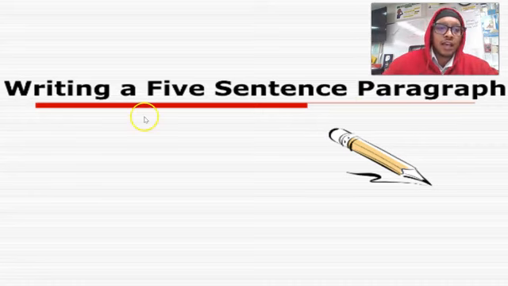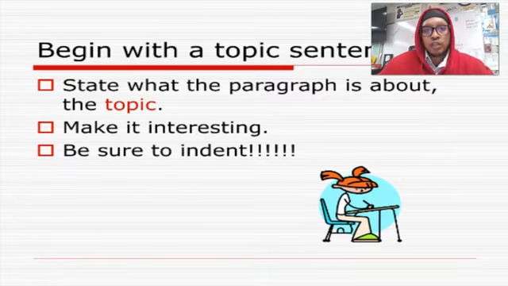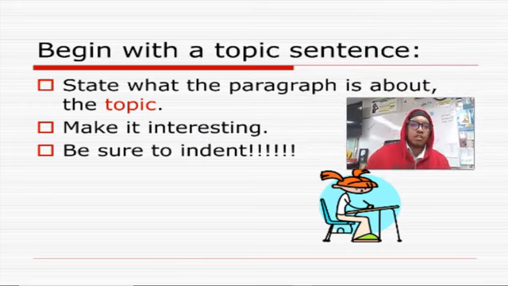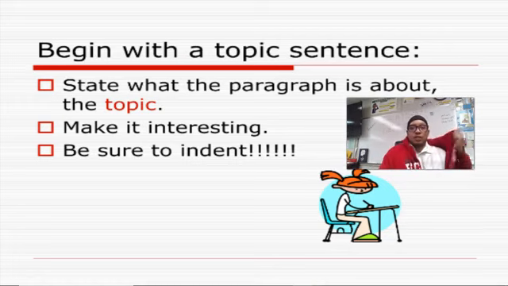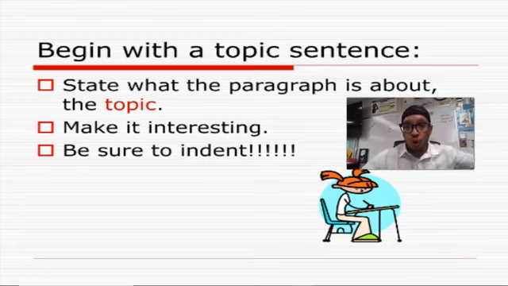Okay, so writing a 5-sentence paragraph. That's what we're going to talk about today. I had you guys do that about a week ago, and now we're going to go over those. So the first thing you want to do with a 5-sentence paragraph is begin with a topic sentence. This will tell you what the paragraph is supposed to be about. Sometimes you may have heard it as a thesis statement, a statement that tells you what either this whole paragraph is going to be about, or maybe what this essay or project is going to be about. Make it interesting.